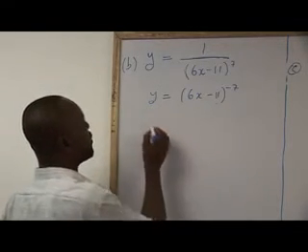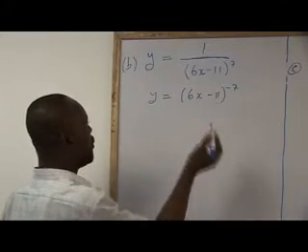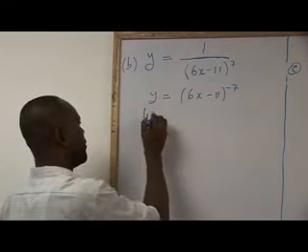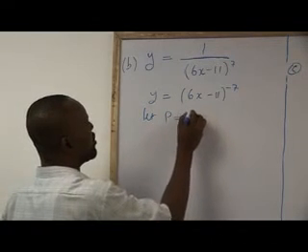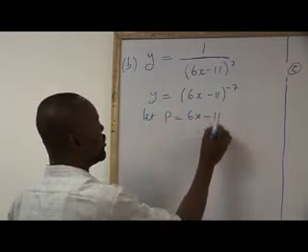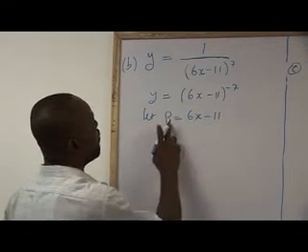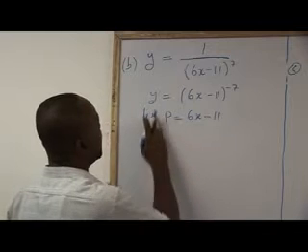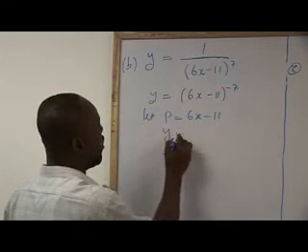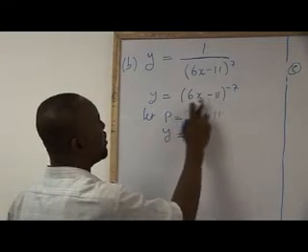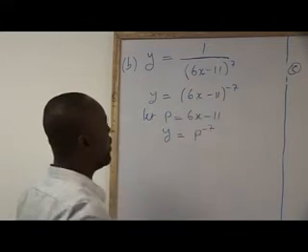Again, I go through the same process. Let me use something else. Let's not assume it must always be u. Let's say let p equal to 6x minus 11. It's not compulsory that we must always use u. Let p equal to 6x minus 11. Then my y will be what? Will be p raised to the power of minus 7. P replacing 6x minus 11.